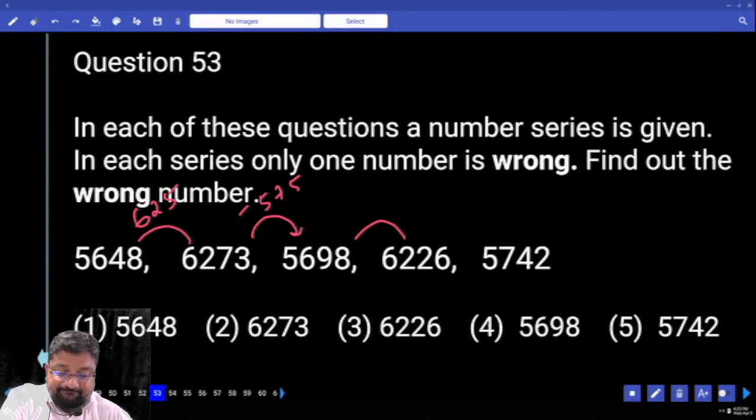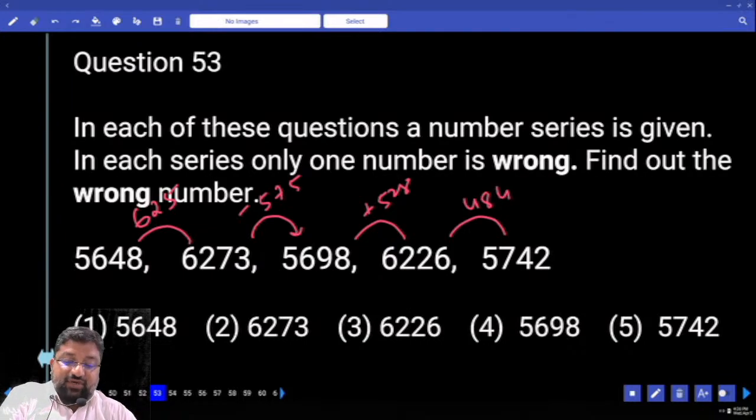Come on. 528. చెప్పాలమ్మా, ప్లస్ 528, లాస్ట్ చూడు. 484. What is 484? What is 484? 22. This is 22 square.